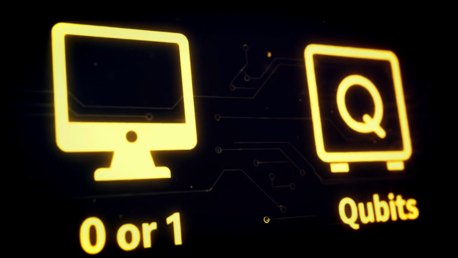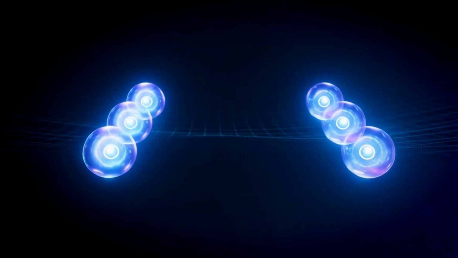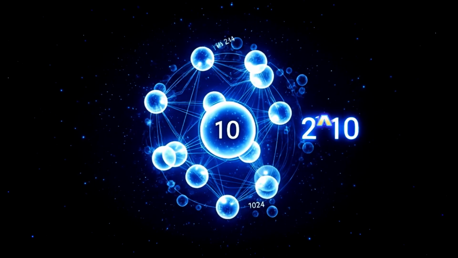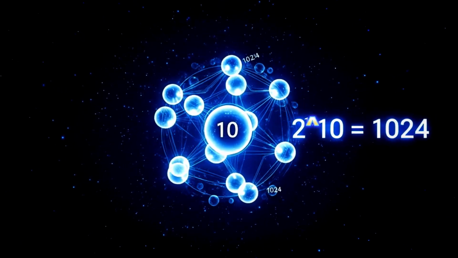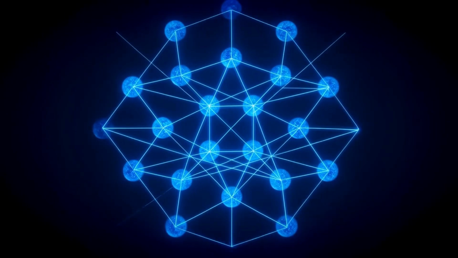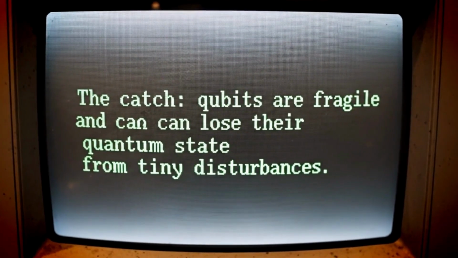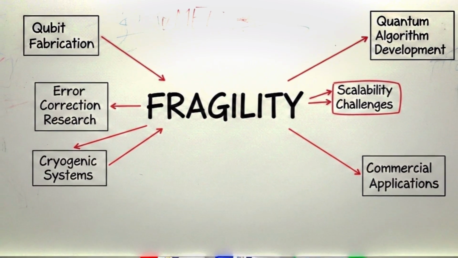While two classical bits are in only one of 4 configurations at a time, 0 0, 0 1, 1 0, 1 1, two qubits in superposition can effectively explore all 4 at once. 10 qubits span 2 to the power of 10 equals 1024 states simultaneously. With 50 to 100 well-controlled qubits, specific problems could outpace classical machines with billions of bits. The catch: qubits are fragile and can lose their quantum state from tiny disturbances. That fragility is central to the challenges we'll cover.